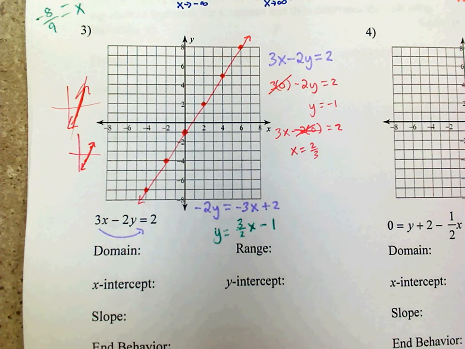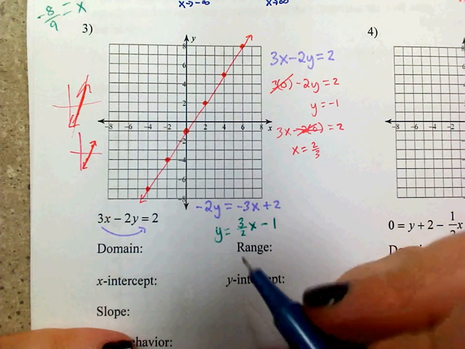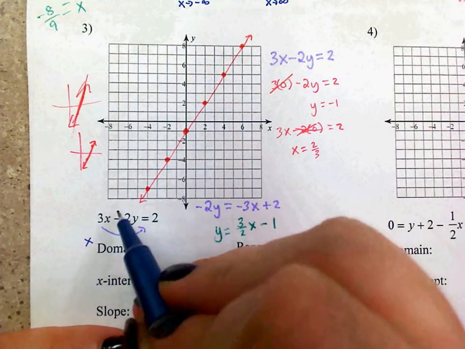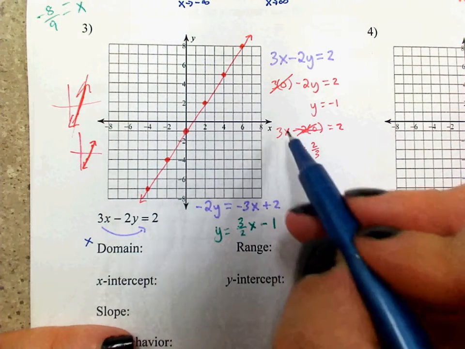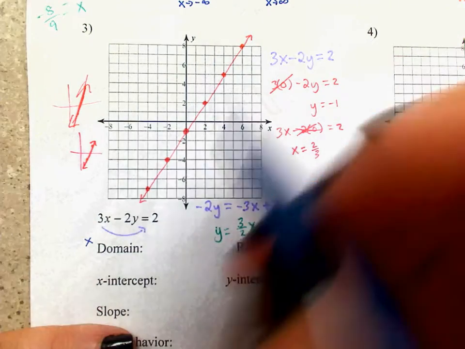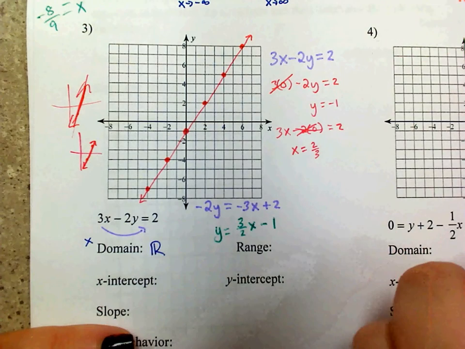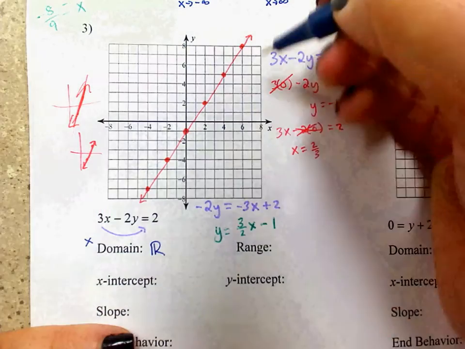Now remember, domain is x and range is y. So x goes all the way to the left and all the way to the right, because that's my x-axis, right? So my domain is all real numbers. Range is up and down. It goes all the way down, it goes all the way up, so range is also all real numbers.